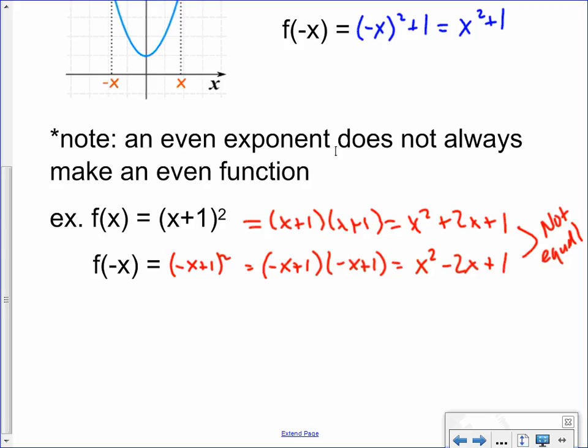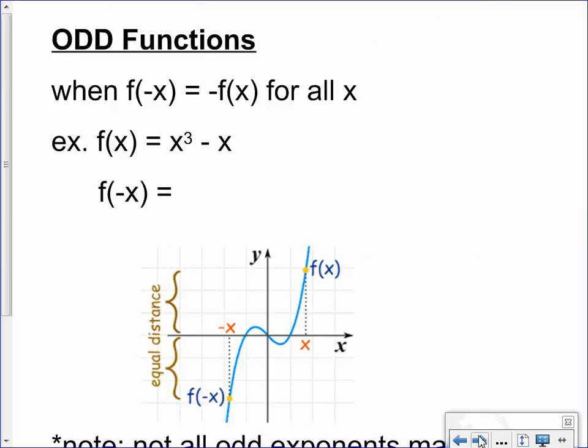You got it? Okay. Here's what an odd function looks like. All right. So for an odd function, if f of negative x equals negative f of x, then it's an odd function. So this is an example of an odd function.